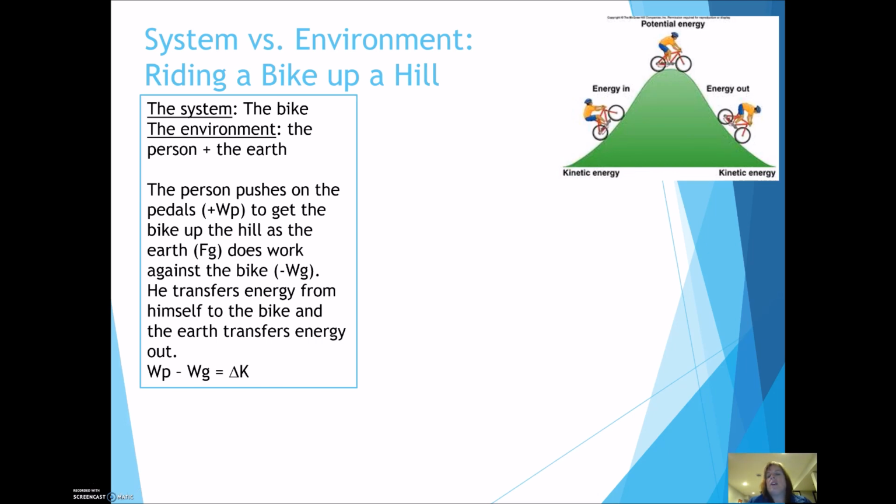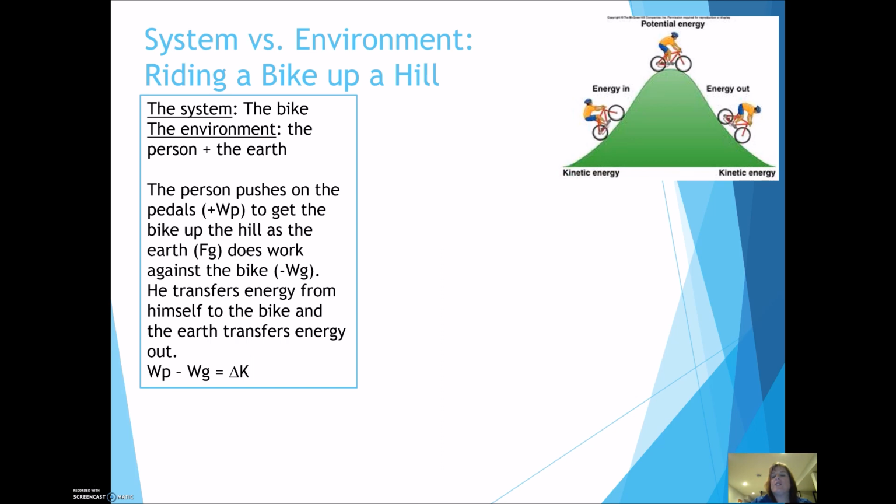We're going to do that by looking at a bike going up a hill. It is up to you what you choose for a system and environment, and it's really based off of the information you're given in a problem. If you're given information about forces, then whatever's providing that force you want to keep in the environment. Whatever energy transformations you can calculate, the different types of energy we know how to calculate, we'd want to put those things in the system.